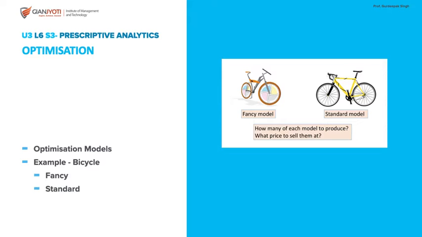So let us talk about a company which is making bicycles, and they make just two different models. One we call a fancy model, and the other they call a standard model. Very simple. I'm not talking of the sizes or the colors or other things. Keep it very simple. Two models. So now, through the optimization model, prescriptive analytics, we would like to answer two things. One, how many of each model to produce and what price to sell them at.